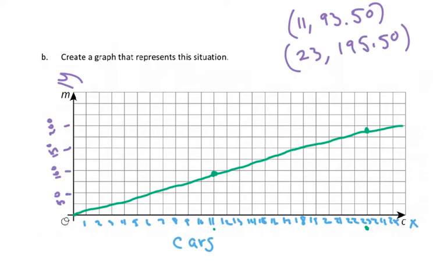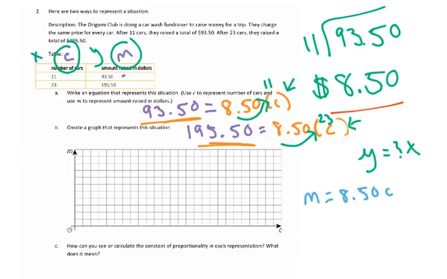And once it's graphed, it really does make a lot more sense. We see now the way that equation works with the number of cars and, I didn't label my y-axis, the amount of money that they earned. They're dependent upon each other. And the more cars that we have, the more money we're going to make. So now we have to look at C, which says, how can you see or calculate the constant of proportionality in each equation? What does it mean?